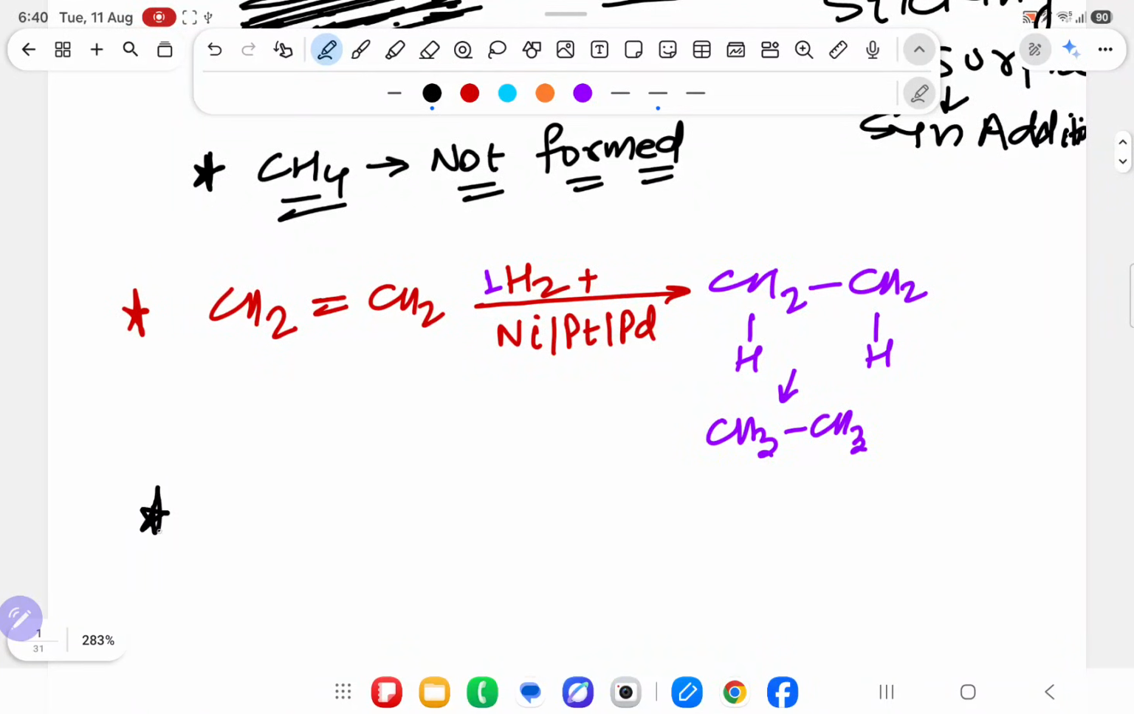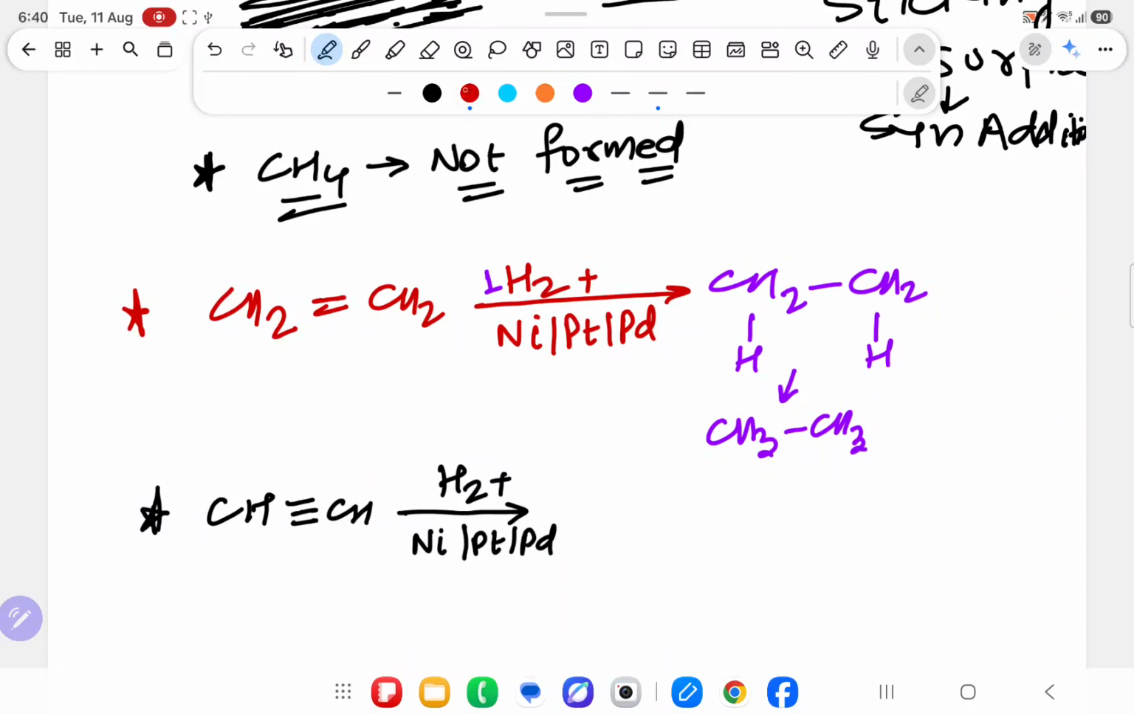Suppose I take another example, CH triple bond CH, and I react it with H2 in the presence of nickel, platinum or palladium catalyst. Over there how many moles do we have to take? 2 moles. If it is given as 2 moles, okay; if not given, don't panic. You have to understand it is 2 moles. What will happen? CH single bond CH, 1 hydrogen here, 1 hydrogen here, 1 hydrogen here on the same side. It can also be written as CH3-CH3, and this is the hydrogenation process.